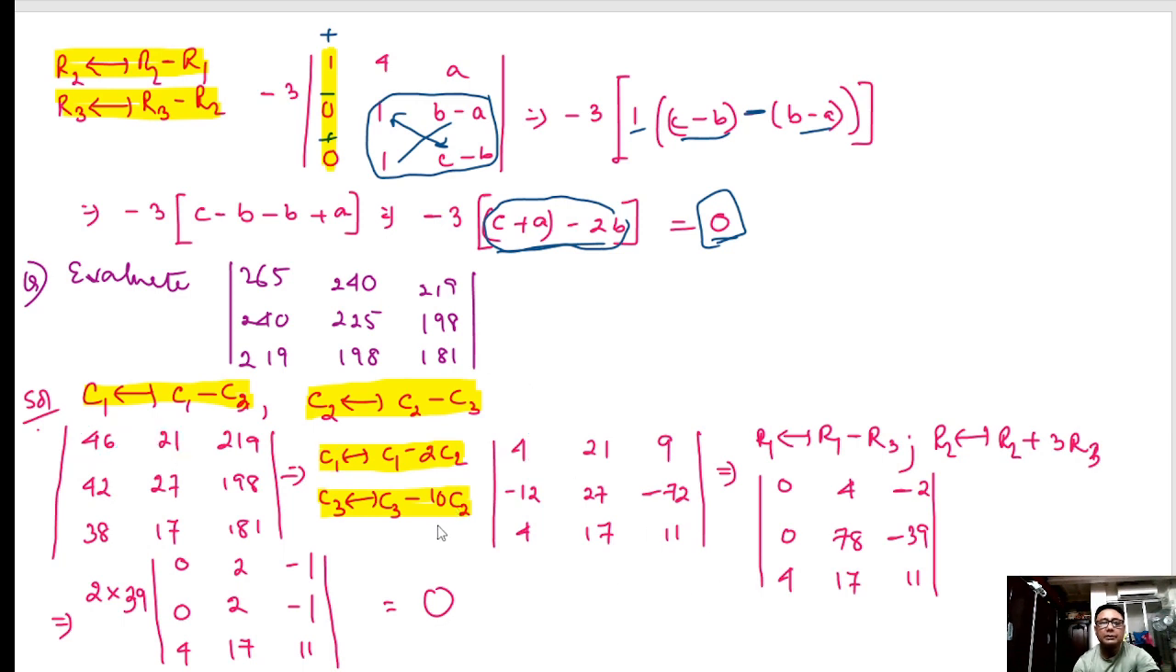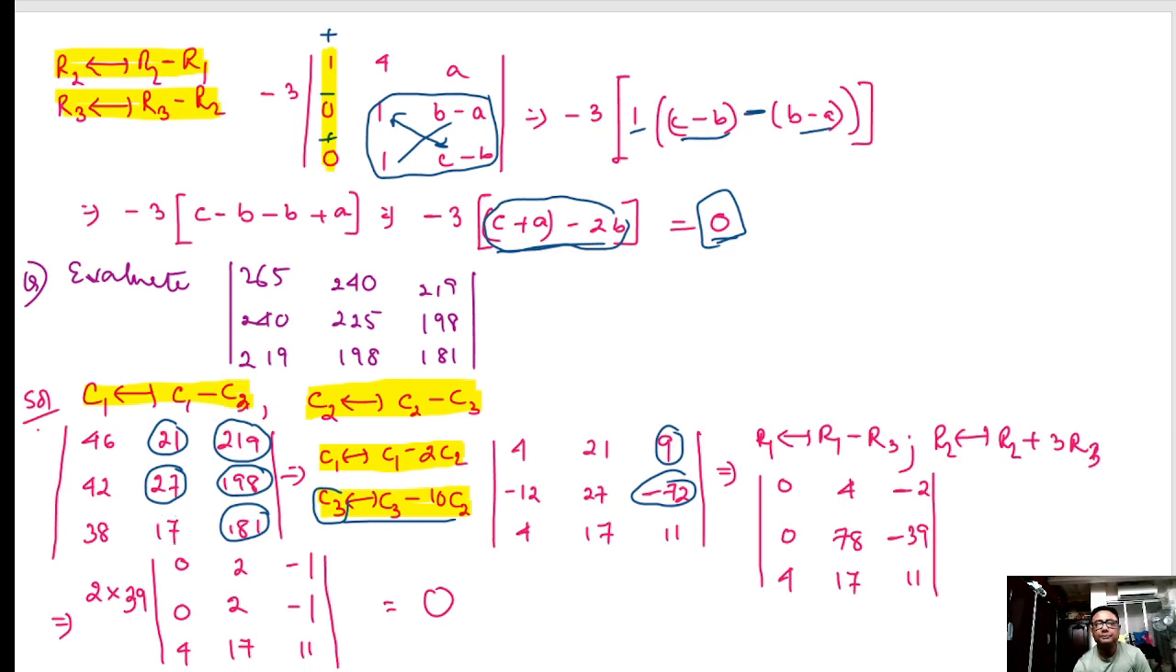we are doing what? C3 minus 10 C2, and we will keep it in C3. This is the thing we have to perform. So 219 minus 10 times of this, so 210, and we will keep it in C2. 198 minus 10 times of 27 is coming minus 72. 181 minus 10 times of 17 is coming 11. So this is how we have kept it here.